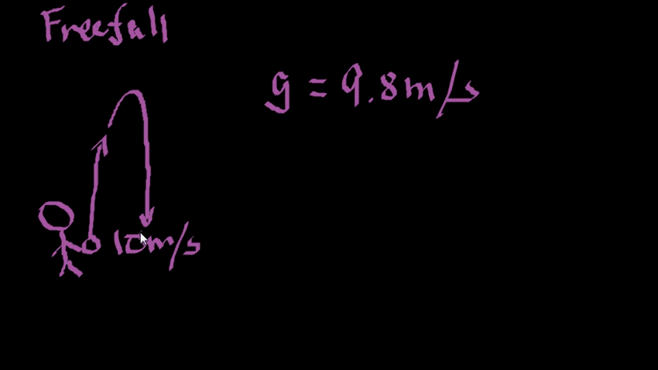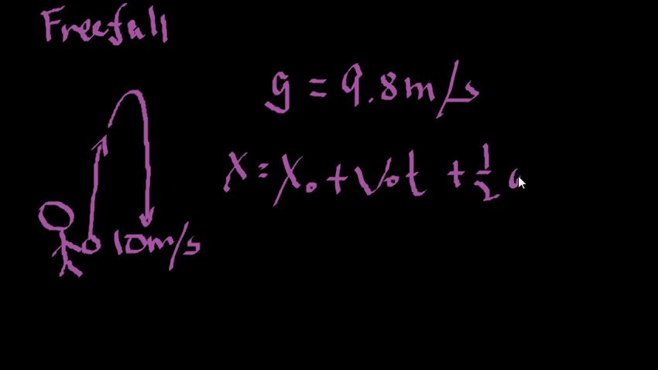So here, let's first get its maximum height. The initial velocity is 10 meters per second. G is 9.8 meters per second squared. So we just set this equation up: x equals x initial plus v initial t plus 1/2 a t squared. Clearly, the x is its maximum height because it stops. X initial is 0 because it starts from the ground.